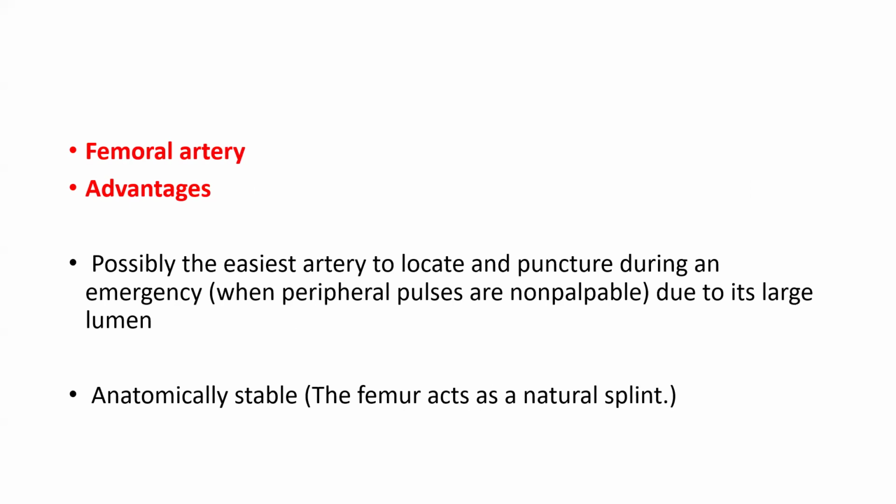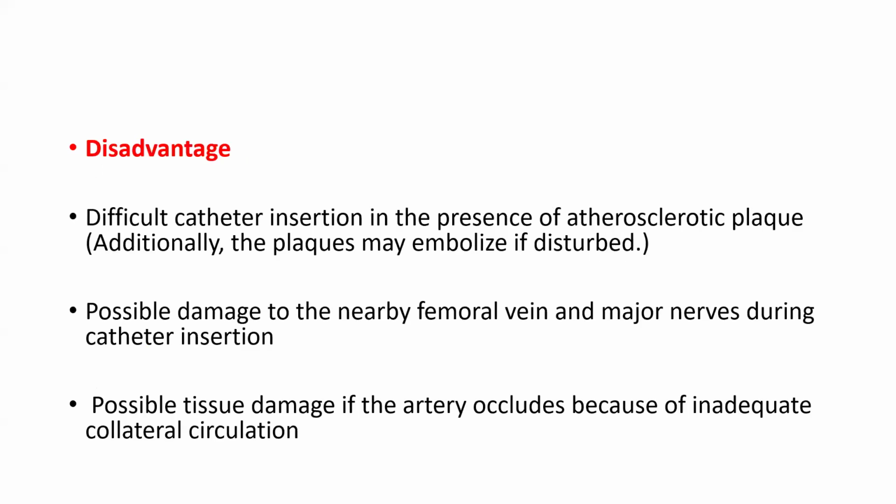Then the femoral artery. The advantage is that it is possibly the easiest artery to locate and puncture during an emergency due to its large lumen. It is also anatomically stable because the femur acts as a natural splint. The disadvantages are difficult catheter insertion in the presence of atherosclerotic plaque, and possible damage to the nearby femoral vein and the major nerves during catheter insertion.